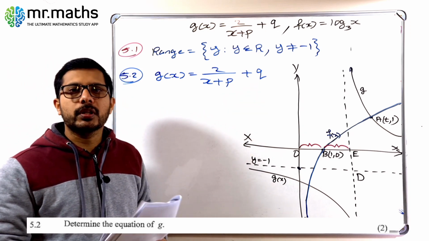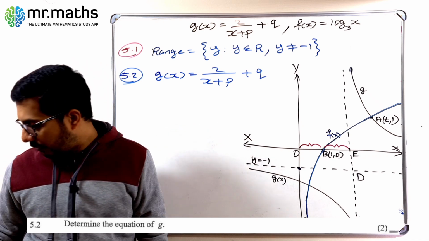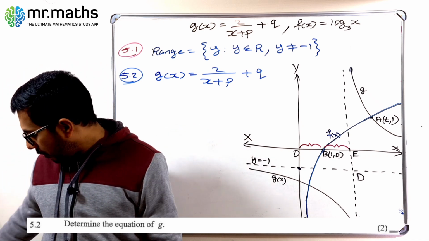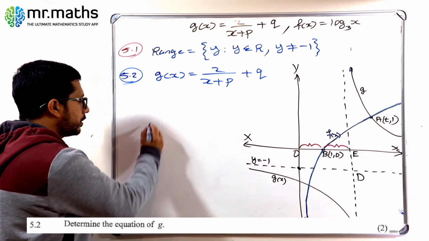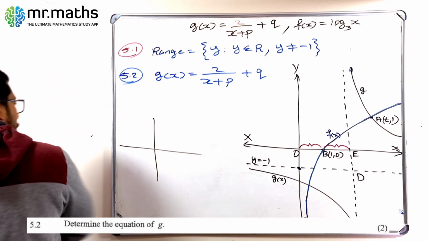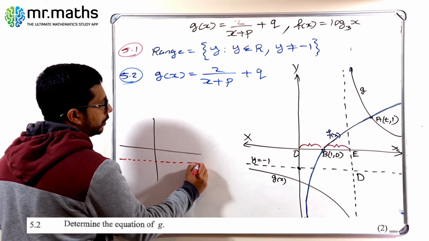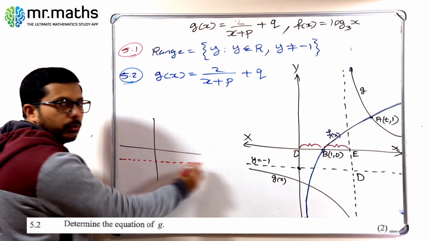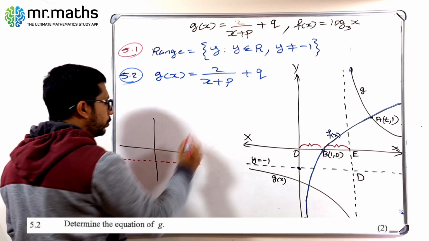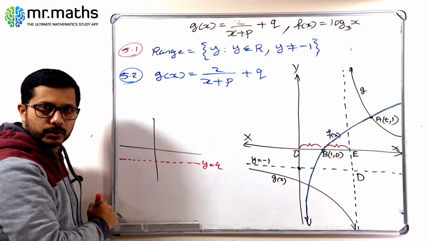Q stands for the horizontal asymptote. What does q stand for? Horizontal asymptote. What is the meaning of that? If this is the graph, then q stands for the horizontal asymptote. So here, this one is the horizontal asymptote, that is this q. This is q, y is equal to q, that is the equation of the horizontal asymptote.